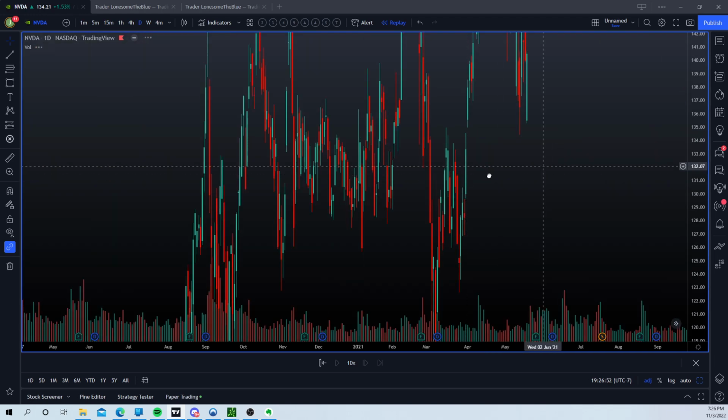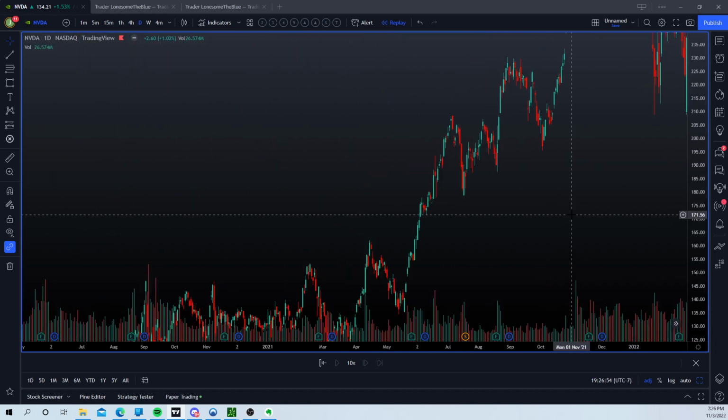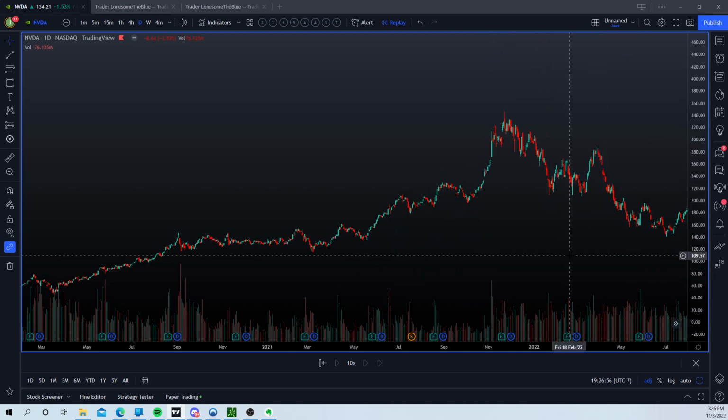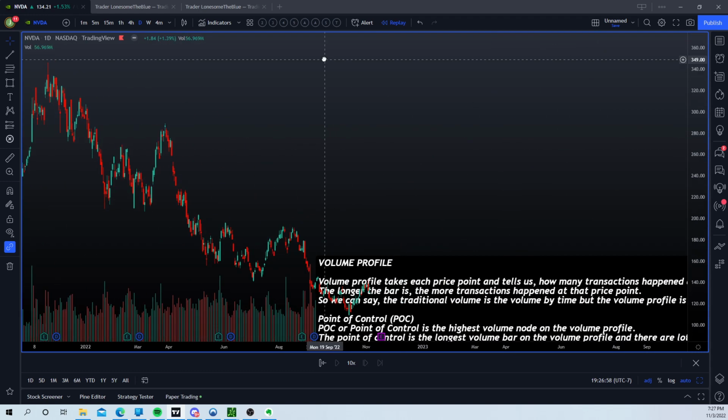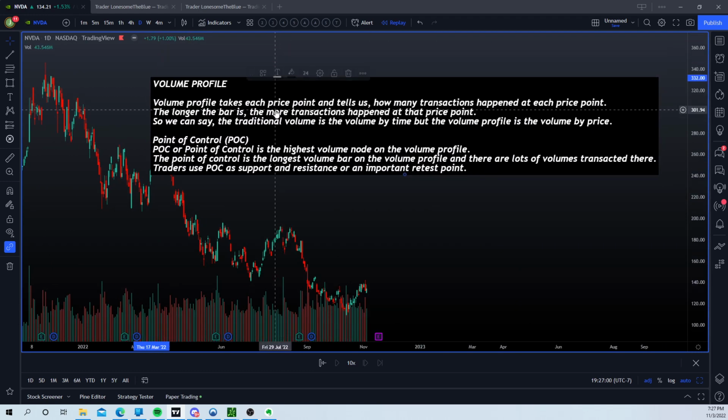I'm going to tell you guys what the volume profile is and what it means, so you won't get confused. So basically, what is the volume profile? The volume profile takes each price point and tells us how many transactions have happened at each price point. The longer the bar is, the more transactions happened at that point. So we can say the traditional volume is volume by time, but the volume profile is volume by price, which I was explaining earlier.